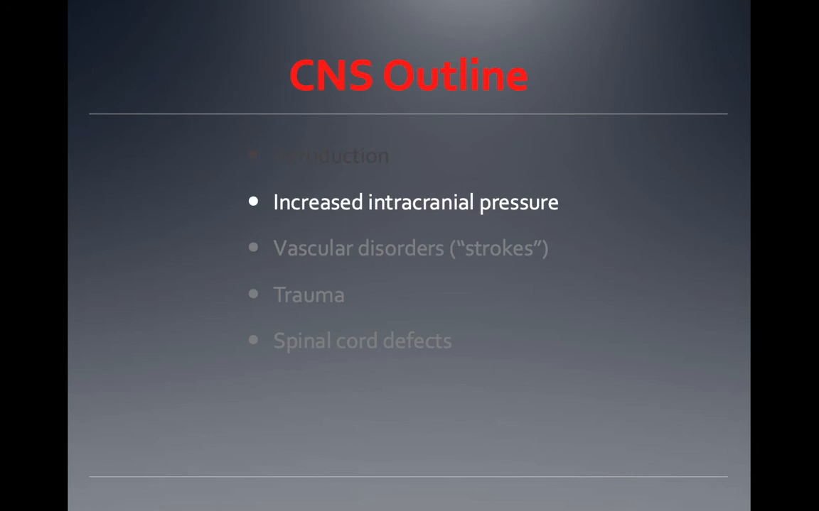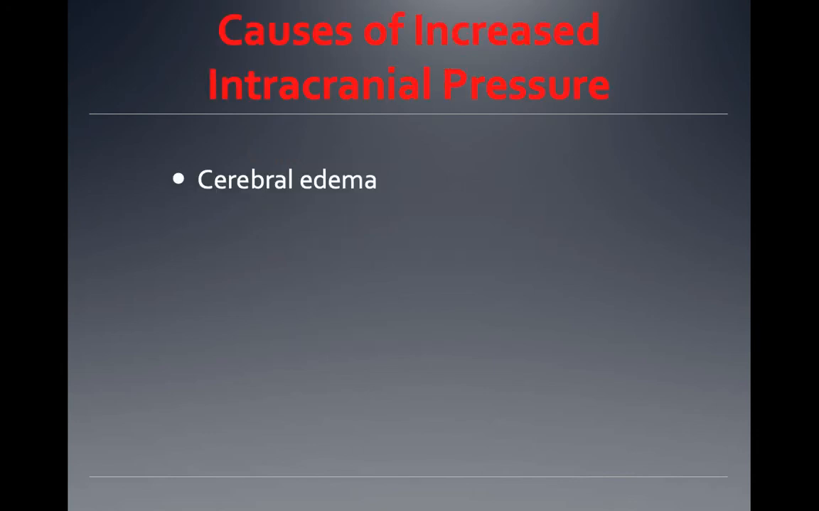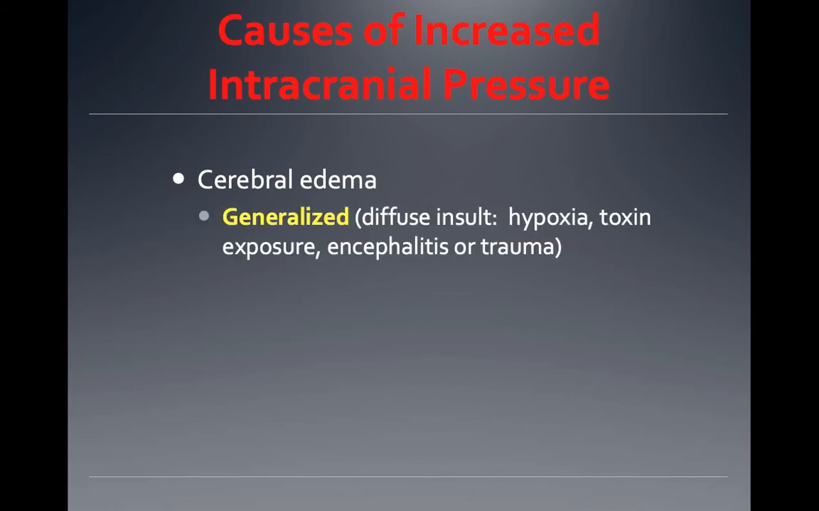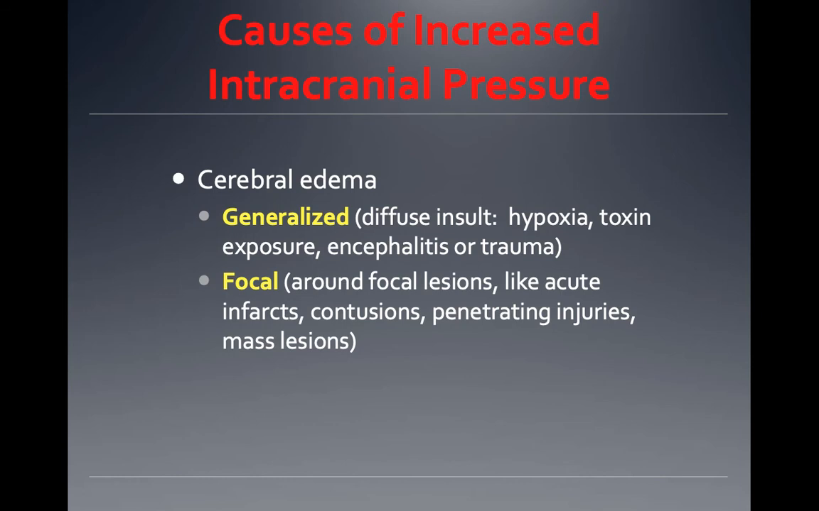All right, so let's talk now about increased intracranial pressure. This is typically due to edema, and this edema can be generalized, that is, it can be from hypoxia or toxins, encephalitis, or even trauma. And then you have cerebral edema that is from what we call a focal lesion, and that means you have something like a blow to the head, what we'd call a contusion, or some kind of penetrating injury where something enters the central nervous system. So for instance, a bullet, that would be a real penetrating injury, and I'm going to show you pictures of that later. And then also lesions in the brain.